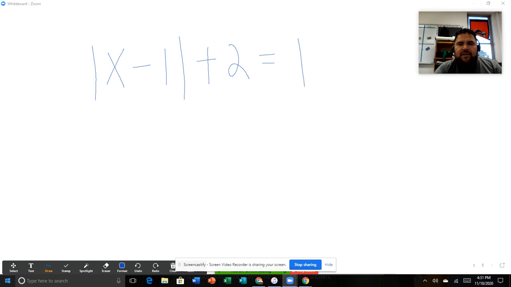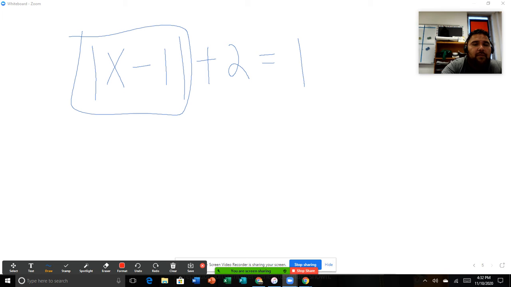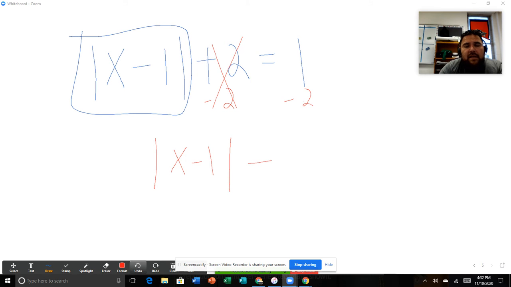Now, at first glance, it looks like there's a solution to this because you're equal to a positive number. But this absolute value needs to be isolated first. And in order to isolate it, you got to get rid of this plus 2. The only way to get rid of that plus 2 is to subtract 2 from both sides. Now, what's going to happen? That plus 2 goes away. You're left with the absolute value of x minus 1 is equal to negative 1. Okay, that right there is a straight indicator that from here on, it's no solution.